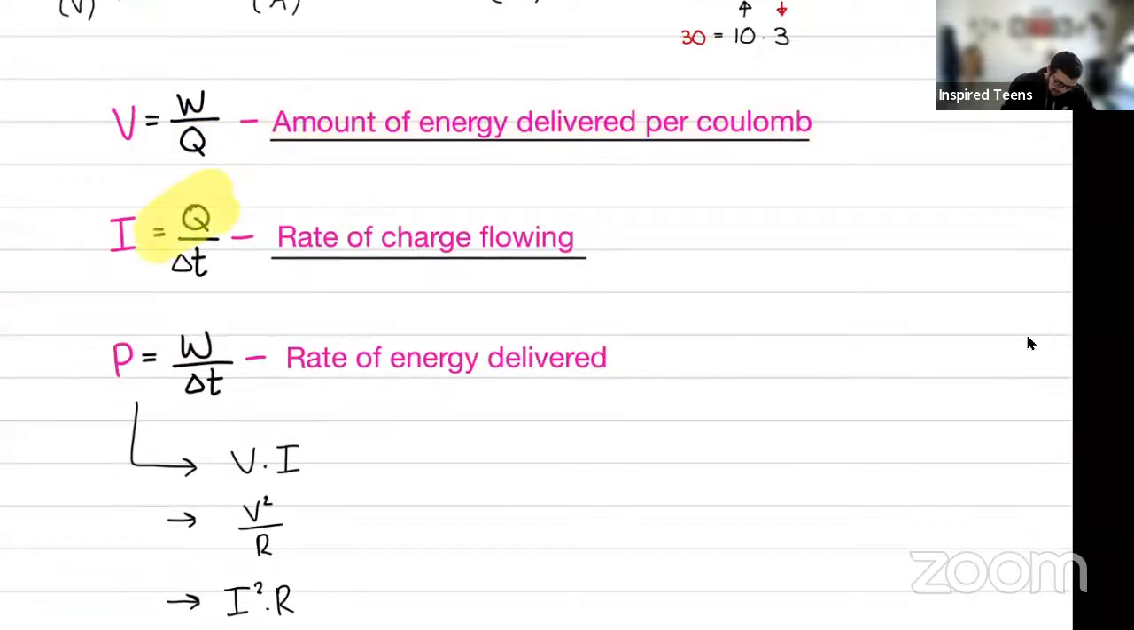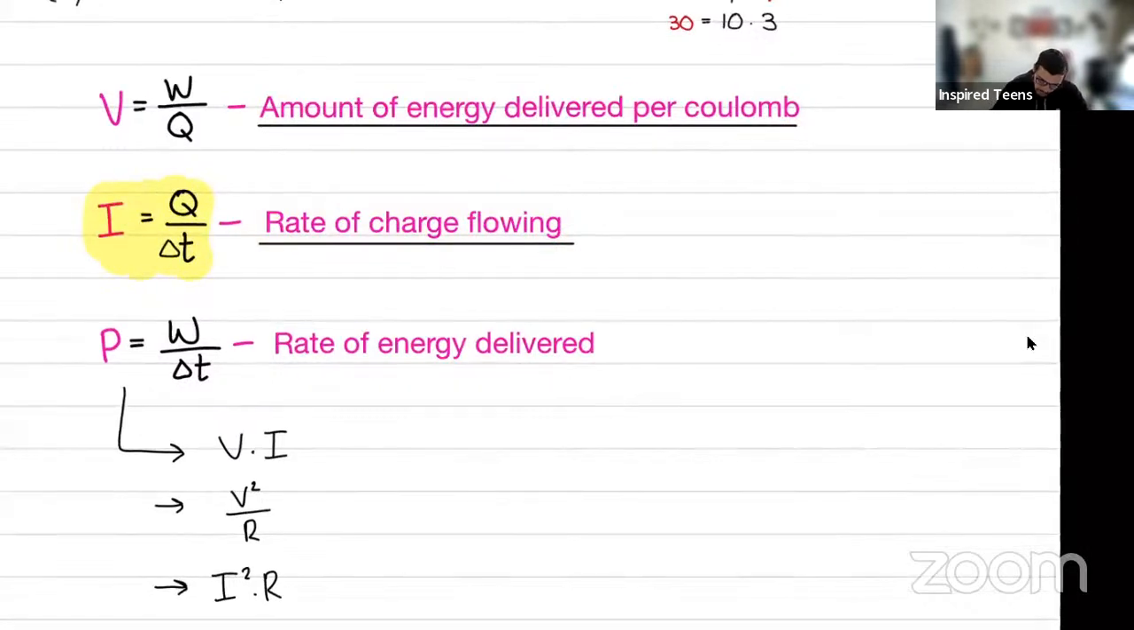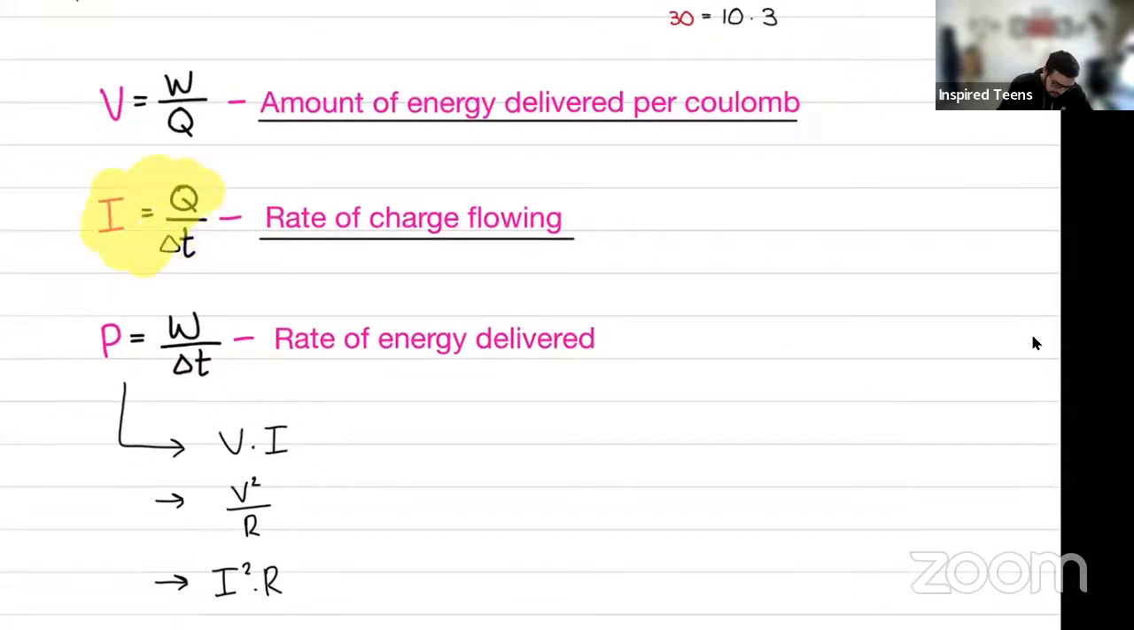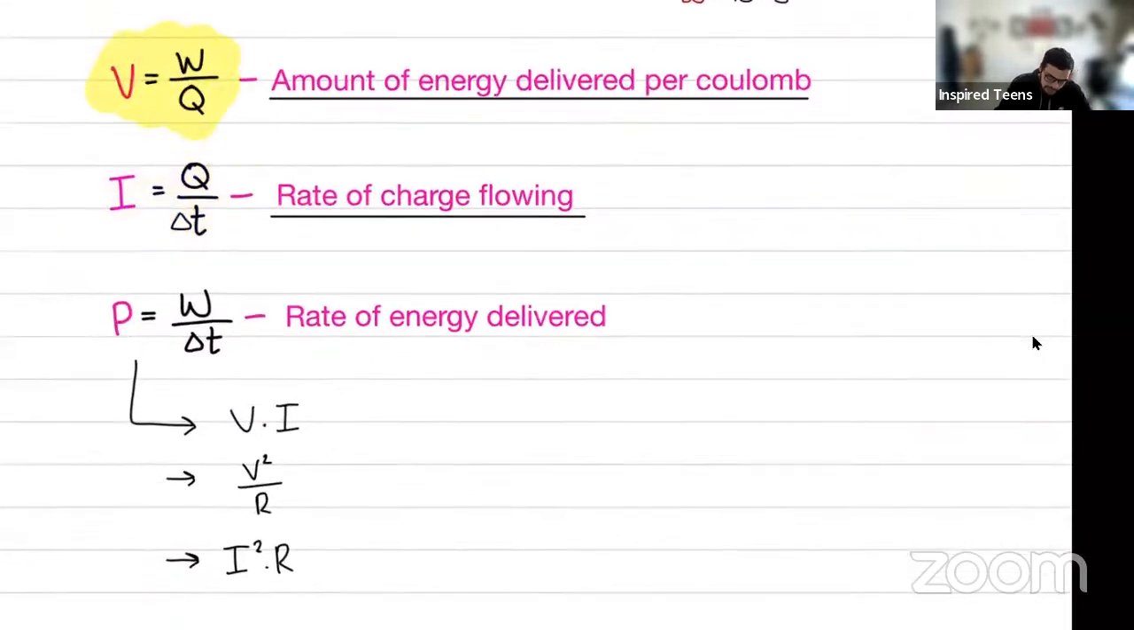Then we have I, which is current, and it's Q over delta T, the charge divided by the change in time. Anything that has delta T in the denominator we refer to as a rate of change. This is the rate of change of charge, or just the rate of charge flowing. So that's the definition and the formula that gives us that definition. Also, charge can be calculated as I times delta T, and voltage can be calculated by W over Q.